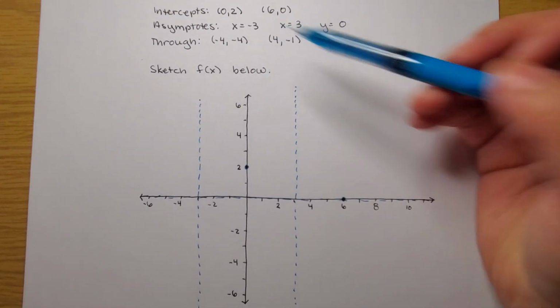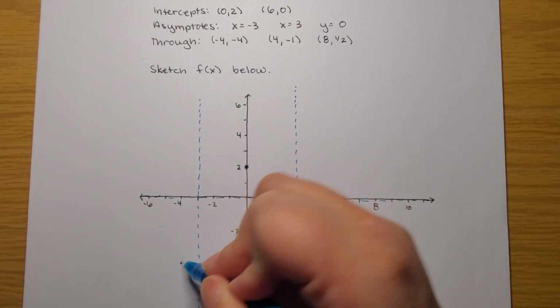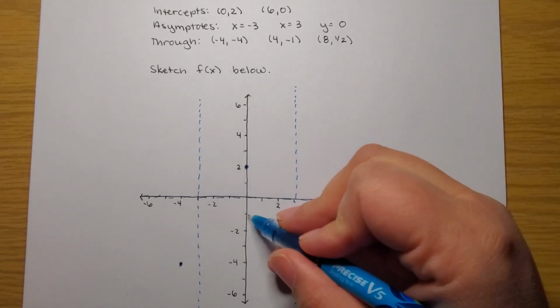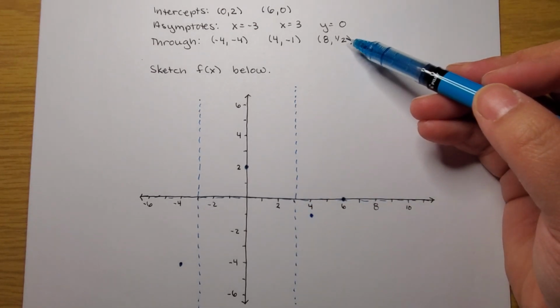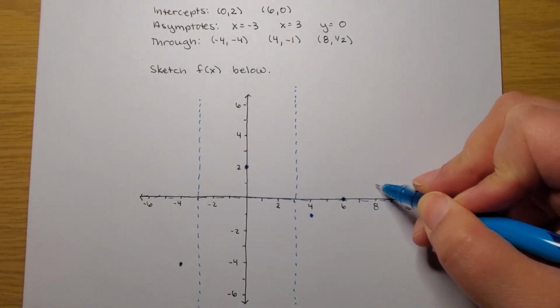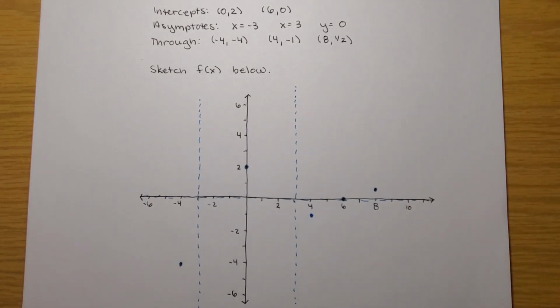Then we go through the point (-4, -4), right around here. (4, -1). So here's -1. And then (8, 1/2). So if this is about 1, then half of that's about here. Okay. So just by looking at this, I kind of have a sense of how this is going to sketch out. But let's create our table of signs so that we can get a sense of what's going to happen.